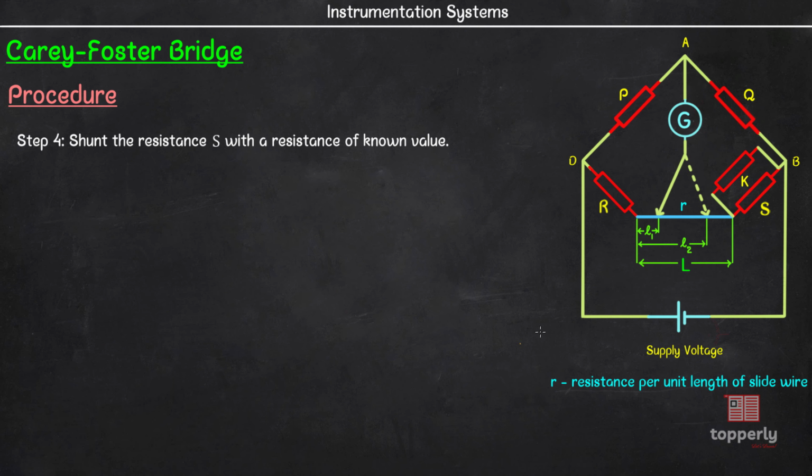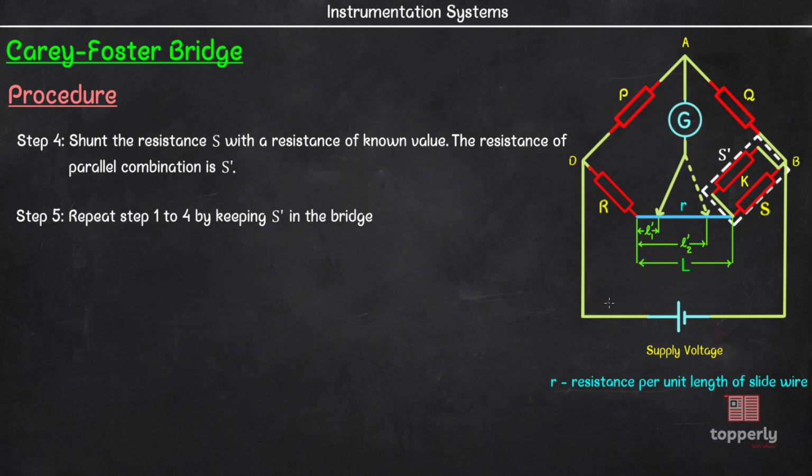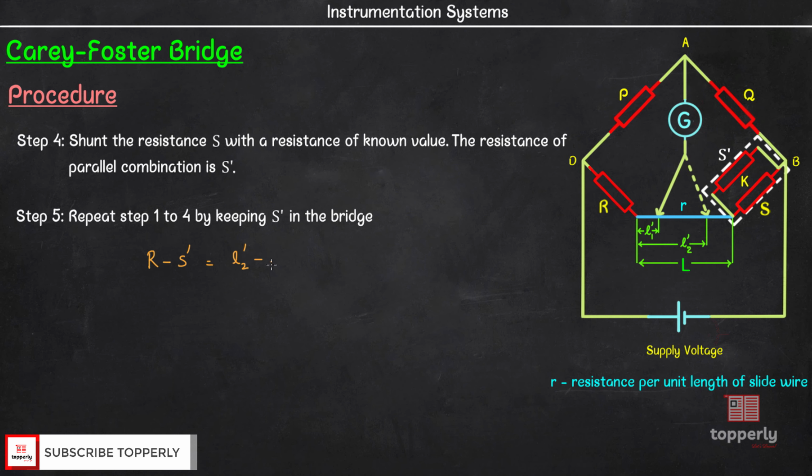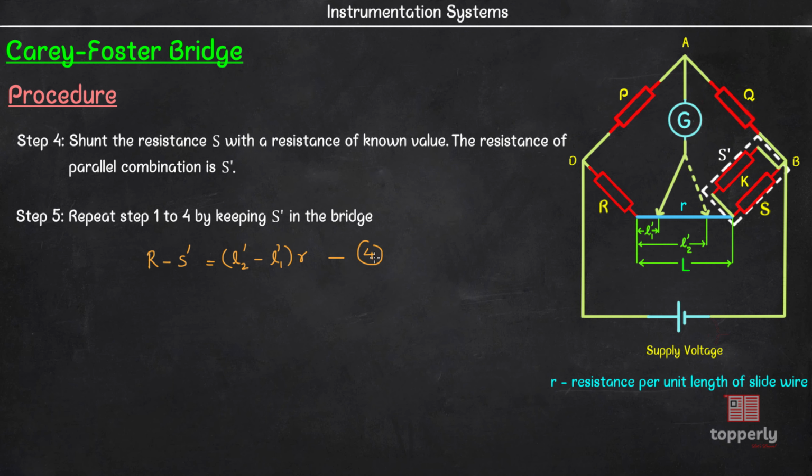So, in the fourth step, we shunt the resistance S with a resistance of known value like this. And let's say the resistance of this parallel combination is S dash. Now, in the final step, we repeat the steps 1 to 4 in the procedure by keeping resistance S dash in the bridge and again obtaining the difference in length L2 dash minus L1 dash. Thus, we have R minus S dash equal to L2 dash minus L1 dash into small r. And let's say this is equation number 4.